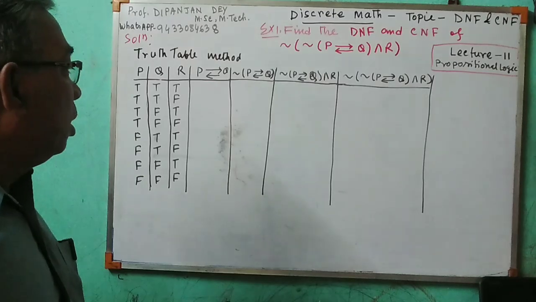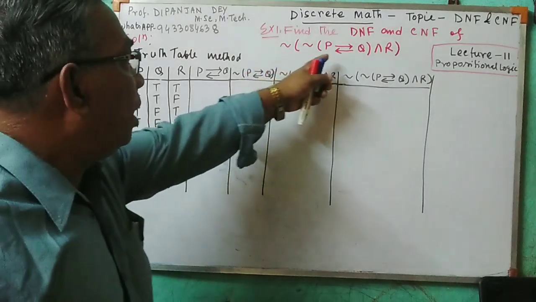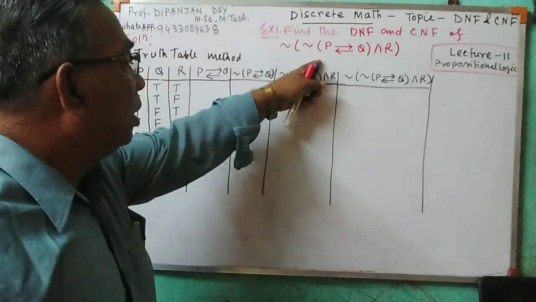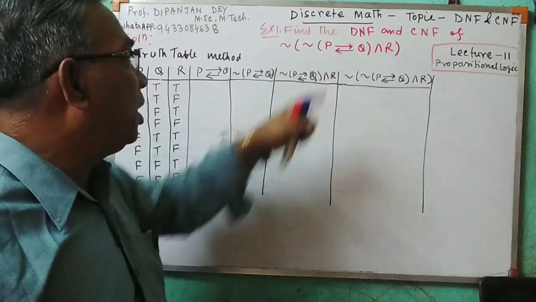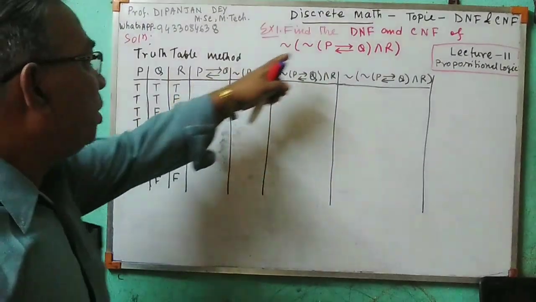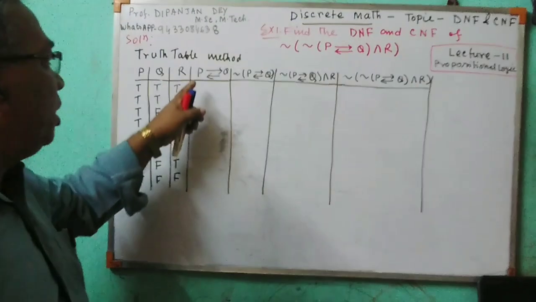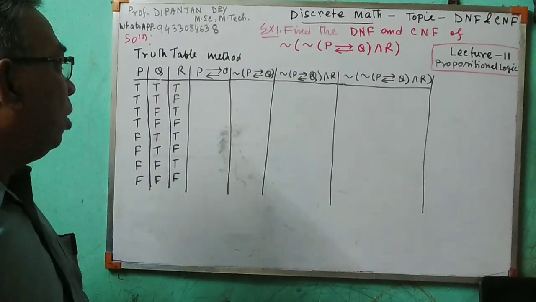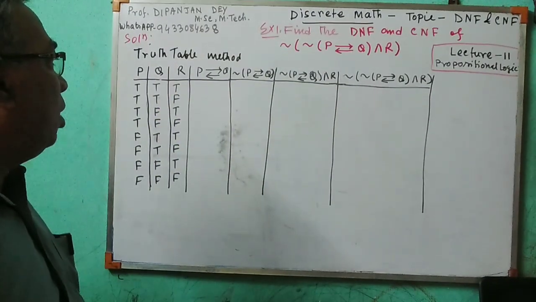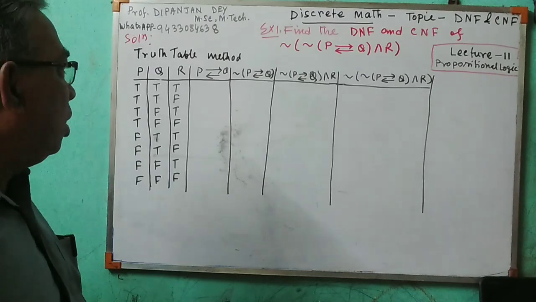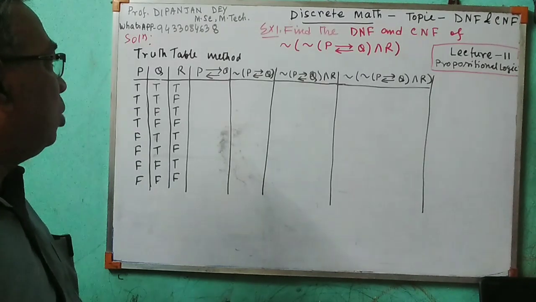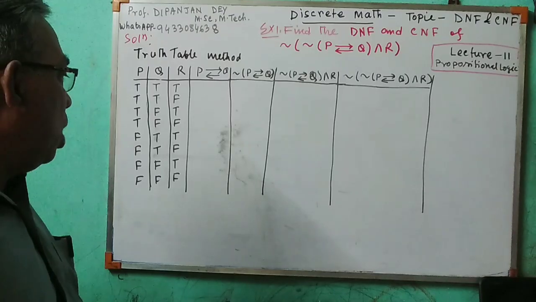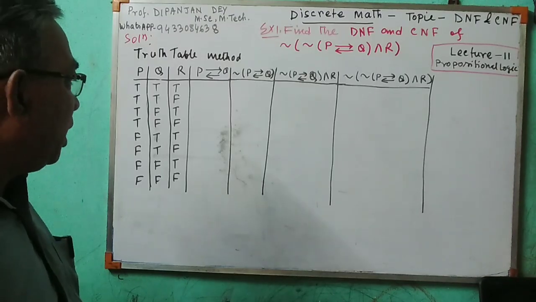Now this part I have to find first. This is double implication. What is the rule of P and Q? In between P and Q, there will be double implication. How to find the double implication? Double implication means when both are true, then it is true, and when both are false, then again it is true.